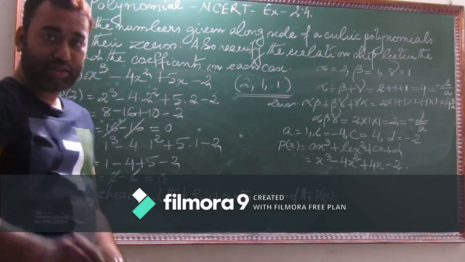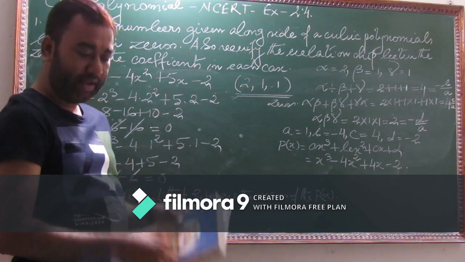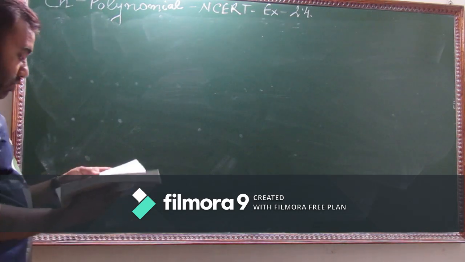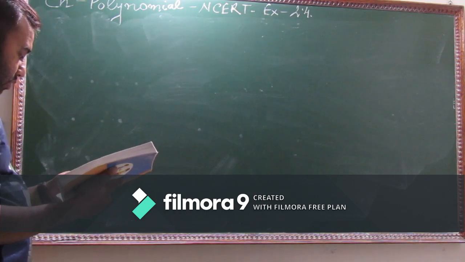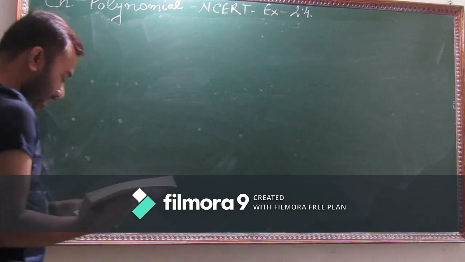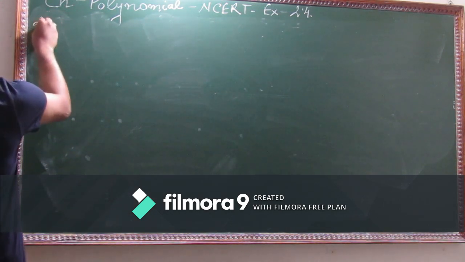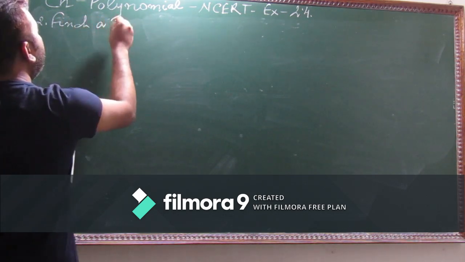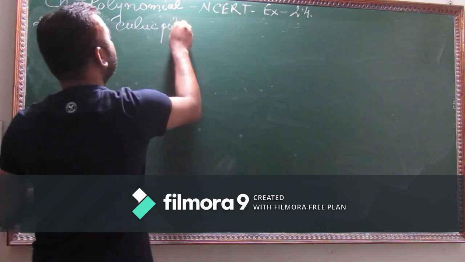Now I am going to start the third question. What is the third question in the book? Let me read the question. Before that, what they said in this question is: find a cubic polynomial.